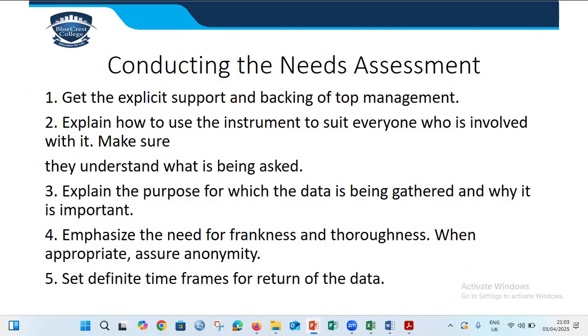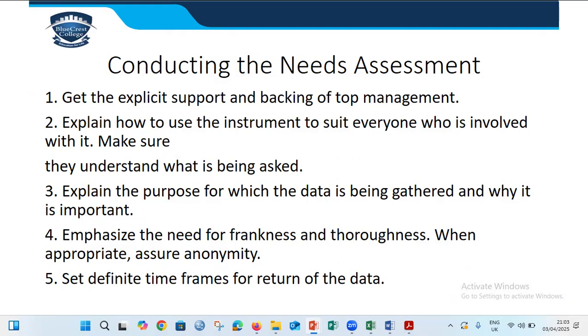Then you also have to explain how to use the instrument. So for example, if you are conducting a survey, you need to explain to the employees how the instrument works so that everyone understands how to make use of it. They also know what to do with the questionnaire. Otherwise, you would distribute questionnaires and people don't really know what to do with the documents that you have shared with them.